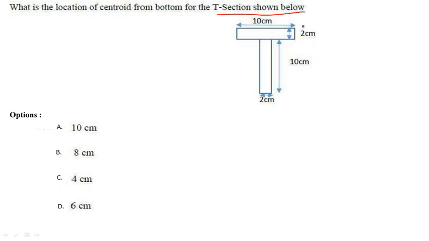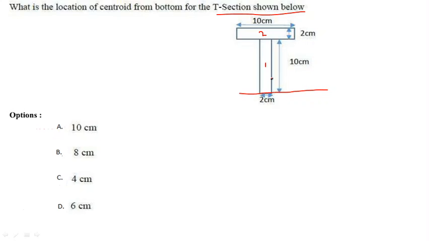If you observe, this T section is symmetric about the y axis, so our centroid lies on the y axis. Here we have to calculate the centroid from the base. To calculate the centroid, this T section will be divided into two rectangular sections, that is rectangle 1 and rectangle 2.